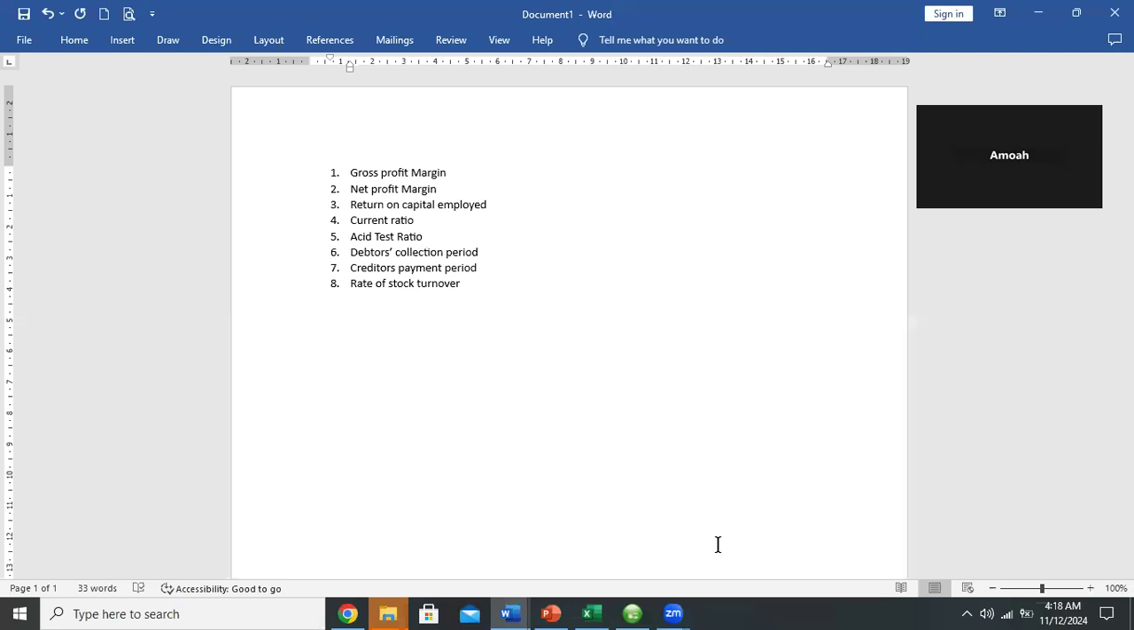Okay, which are of more importance to us. The others are equally important, but for now, let's focus on this one. So the gross profit margin, net profit margin, return on capital employed, current ratio, asset test, debtors collection, creditors payment period, and the rate of stock turnover.